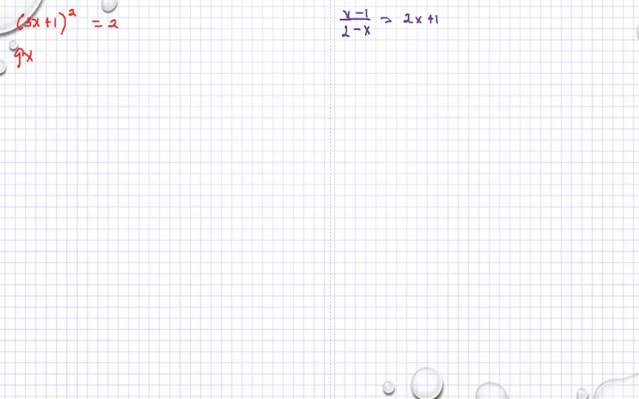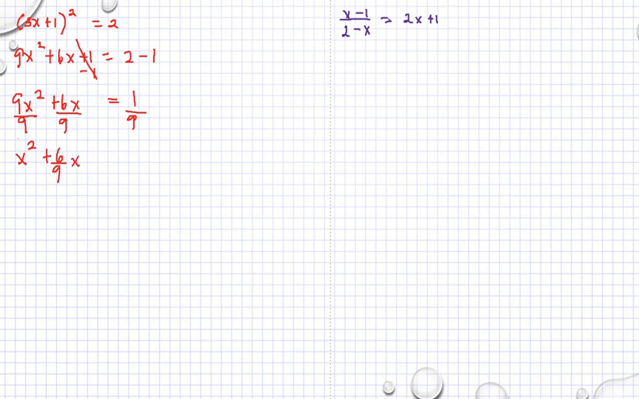Then we have 9x squared plus 6x plus 1 is equal to 2. If we subtract both sides of the equation by 1, then we have 9x squared plus 6x is equal to 1. Completing the square, we need to divide all by 9. Then we have x squared plus 6 divided by 9x is equal to 1 divided by 9.